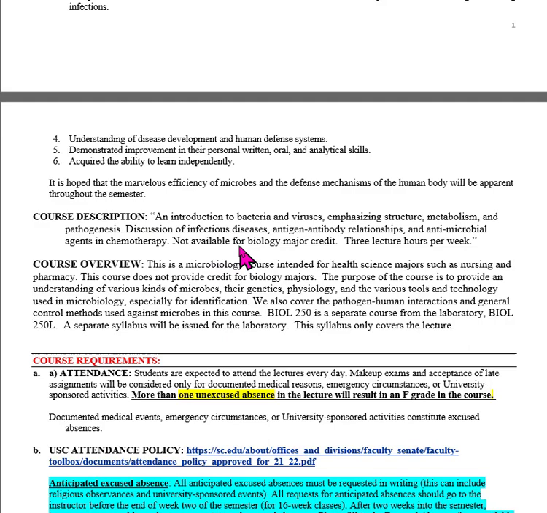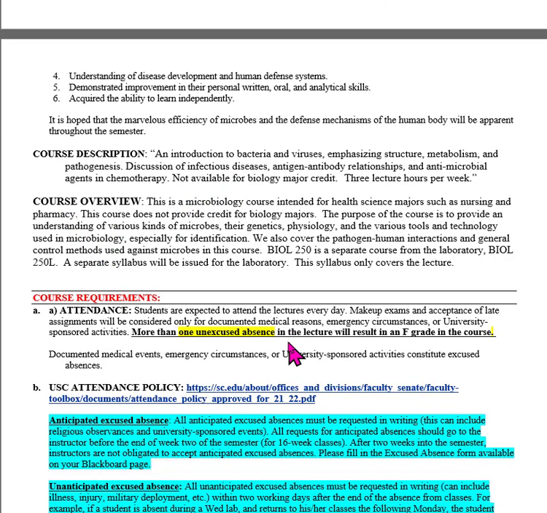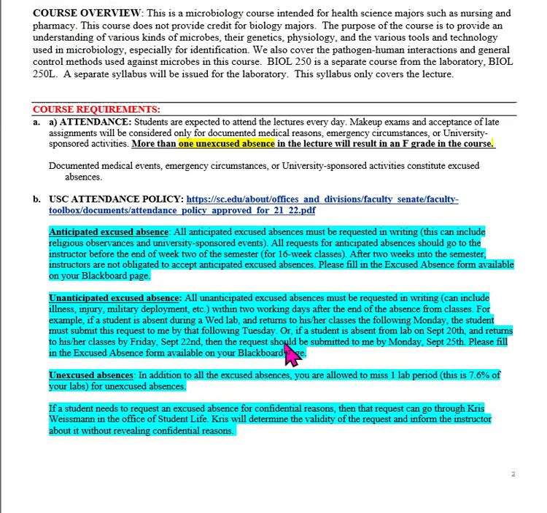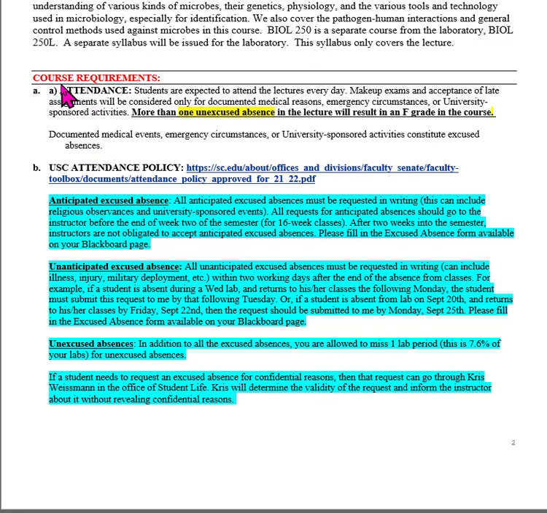This is the course description and the course overview. Go through it so you understand what this course is about. I'm going to talk a little bit about what is required in this course. There are several items here, starting with attendance.